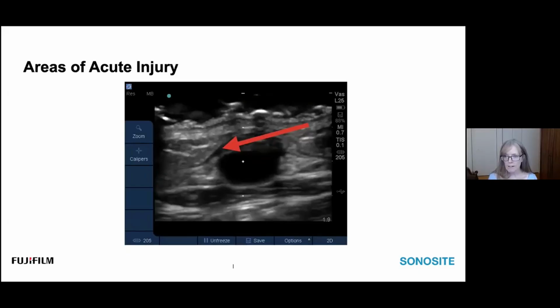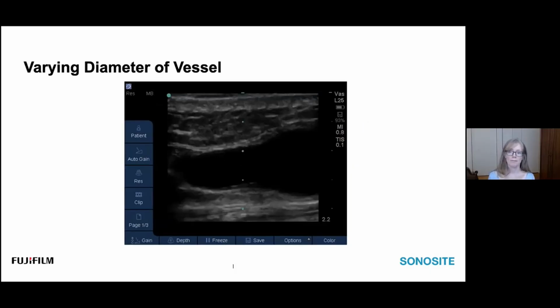Once again, here's of the access. Given time, these areas of injury will repair themselves, but I do recommend not cannulating in these areas of injury if you have the option to not cannulate there.